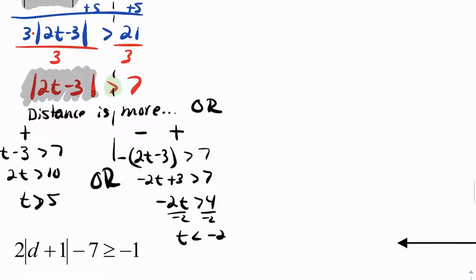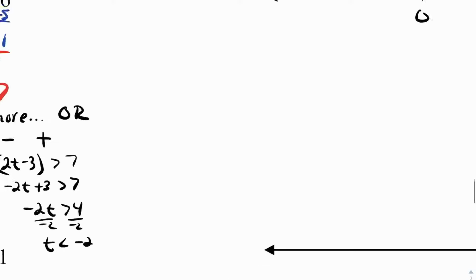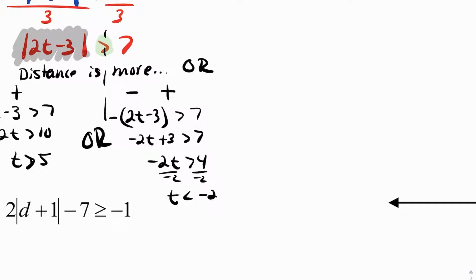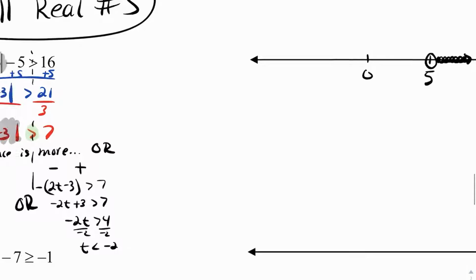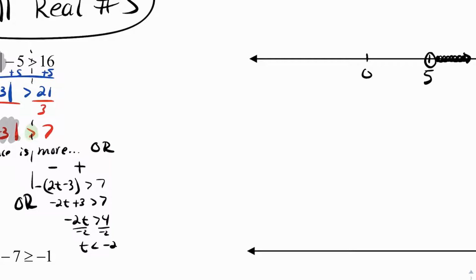So I need to graph those. So all the t's that are 5 or bigger. So let's just put 0. This is the number 5. So I want all the t's that are bigger than 5. And I do not want to include 5 because there's no equal to. The next inequality says all the t's that are less than -2. I don't want -2, but anything that's less than that.